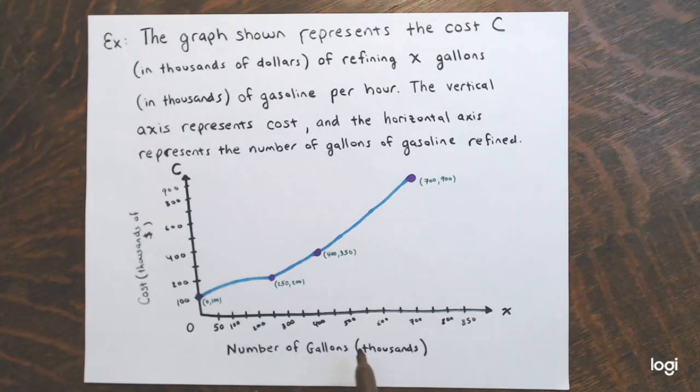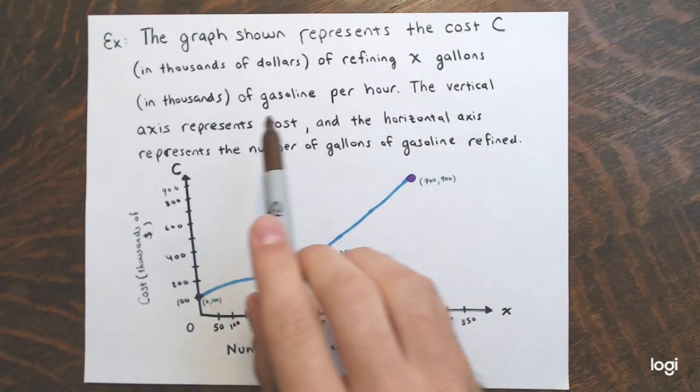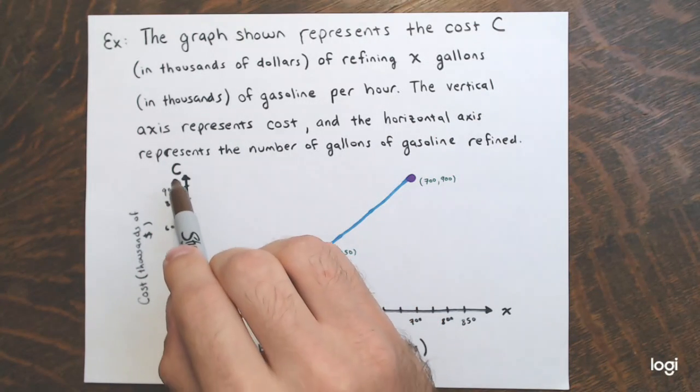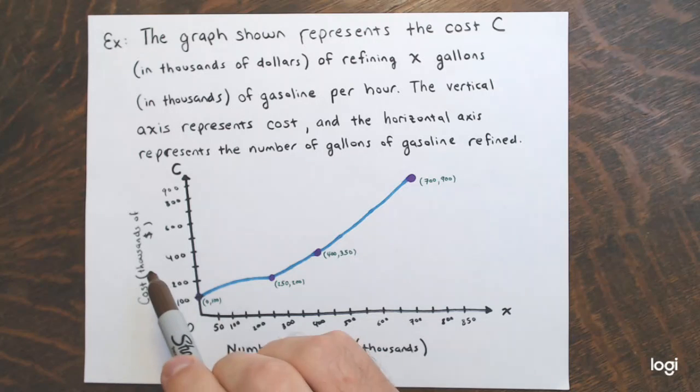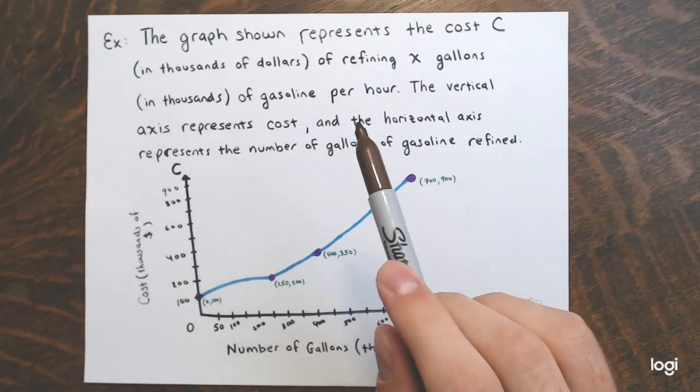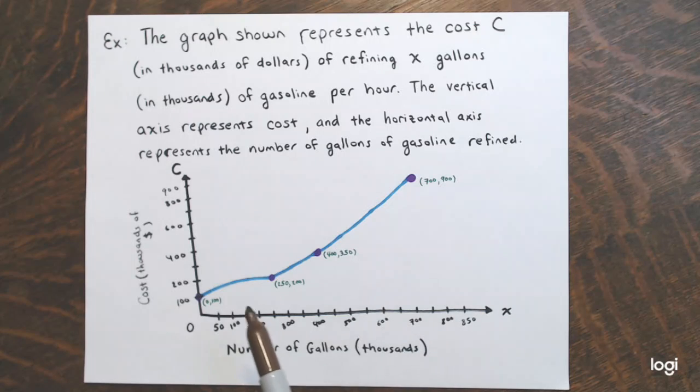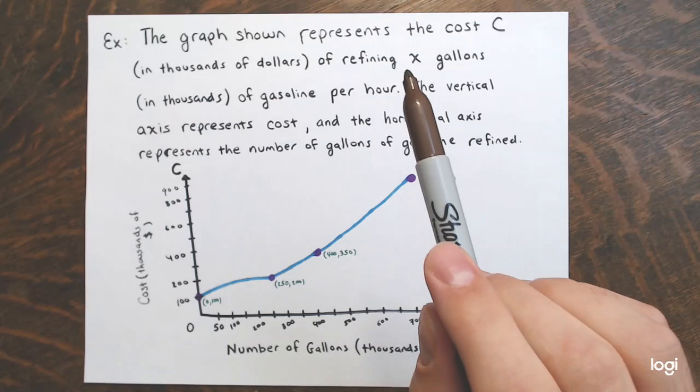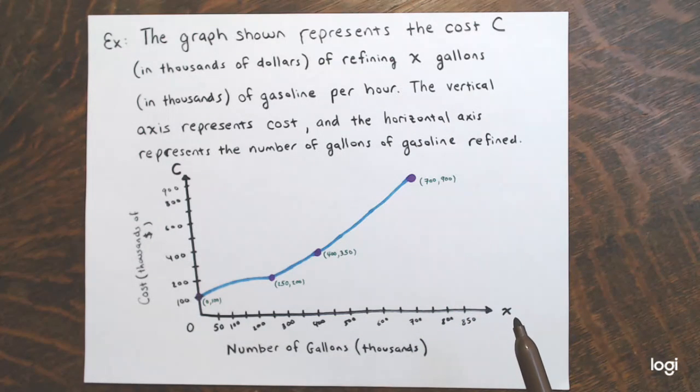So you see down here, number of gallons of gasoline, number of gallons in thousands. So this means 50,000 gallons of gasoline per hour, 100,000 gallons of gasoline, 200,000, etc. And as mentioned, the vertical axis represents the cost, the capital C mentioned there, in thousands of dollars, labeled on the side. And the horizontal axis, going left to right here, represents the number of gallons of gasoline refined, which they mentioned was represented by the letter X, the variable X.